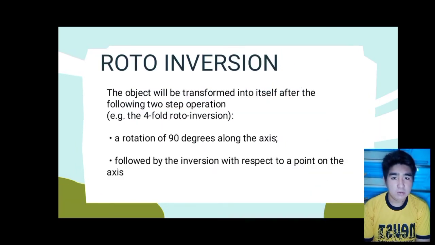The last is the roto-inversion. The object will be transformed into itself after the following 2-step operation. An example is the 4-fold roto-inversion: a rotation of 90 degrees along the axis, followed by the inversion with respect to a point on the axis.